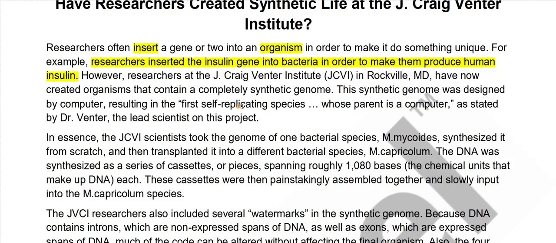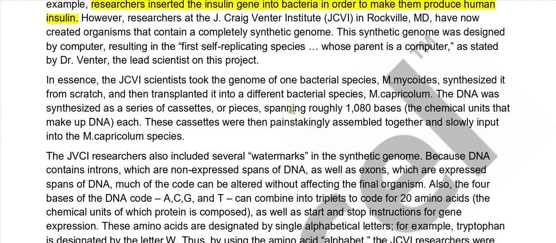However, we haven't read any tryptophan in this particular part. In essence, the JCVI scientists took the genome of one bacterial species, M. mycoides, and we don't have to concern ourselves with the correct pronunciation of scientific names. We'll just focus on how they synthesized it from scratch and then transplanted it into different cells. We haven't found that tryptophan.